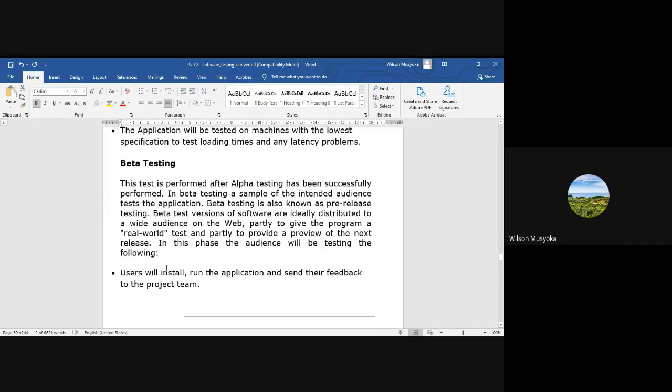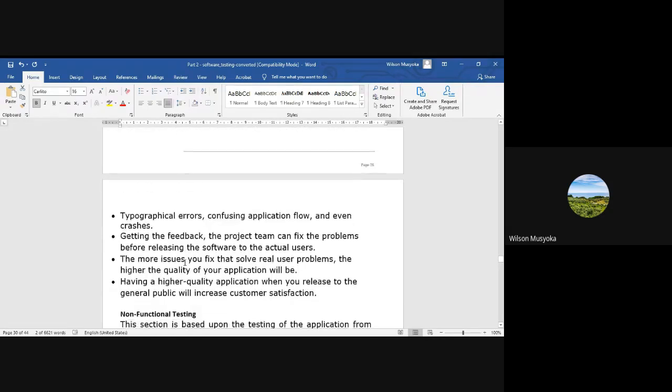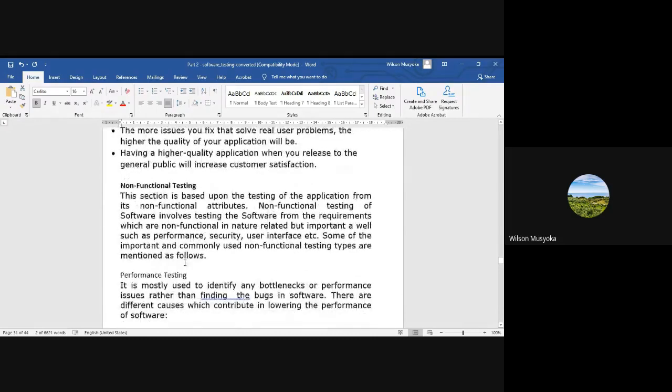So beta testing is where you have taken the system to the client environment or to an environment which is similar to where the system will be used by the client and check whether it is able to perform as expected. So that is the difference between alpha and beta testing.